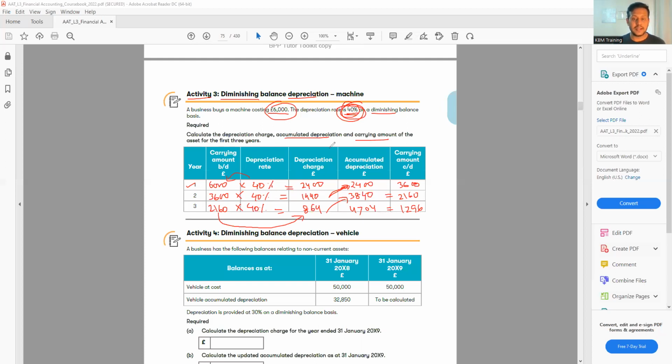So you can see here the depreciation charge. Year 1, the depreciation is 2,400. Year 2, the depreciation is 1,440. Year 3, depreciation only 864. So every year the depreciation is reducing, going down, and for that reason we call it the reducing balance or diminishing balance method. So this is the way we can calculate our diminishing balance depreciation.